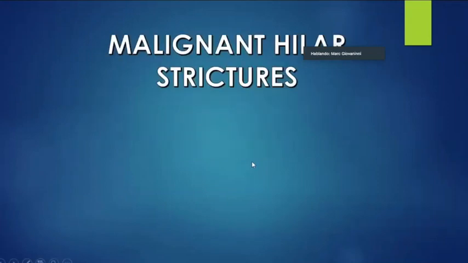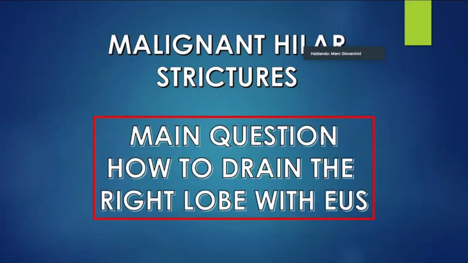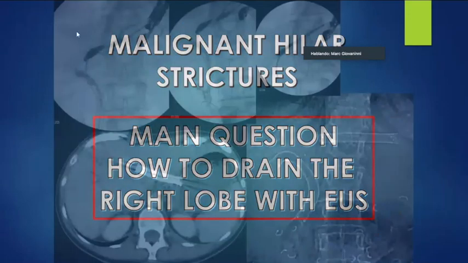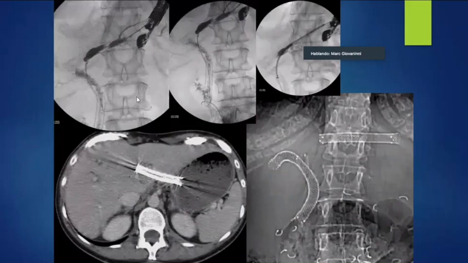Now, the last part of my talk is the malignant hilar stricture. And the question is how to drain the right lobe with the EUS. And you will see that today it is possible to access the right lobe. And this is one of the best indications of the EUS in patients with Klatskin tumor.